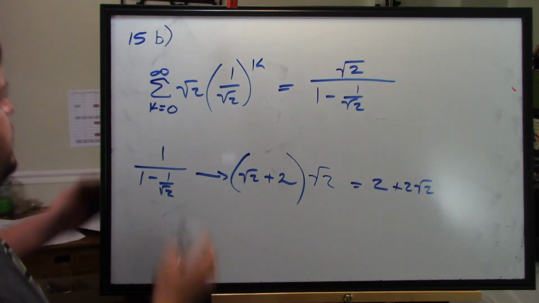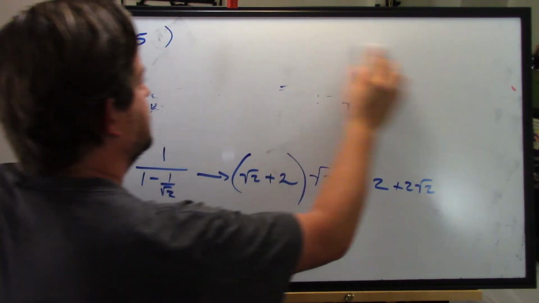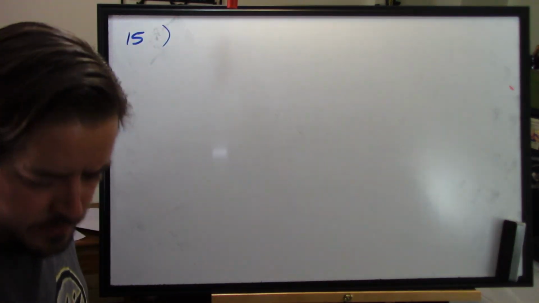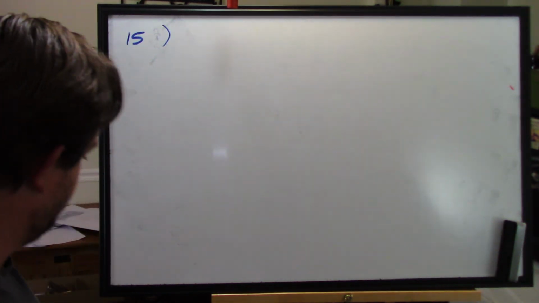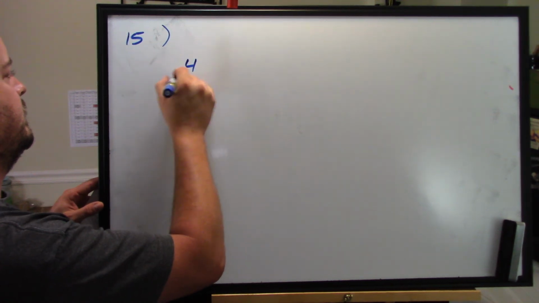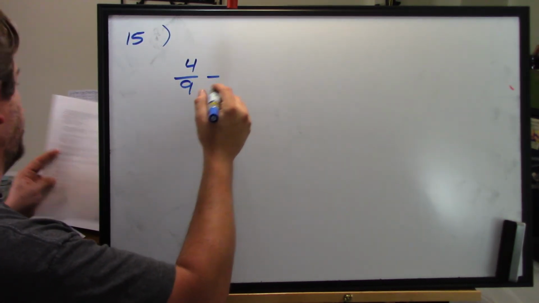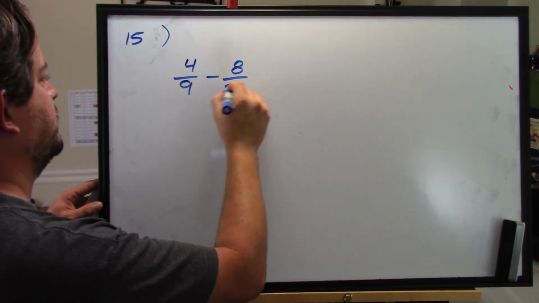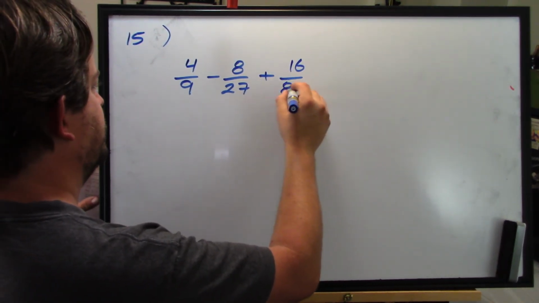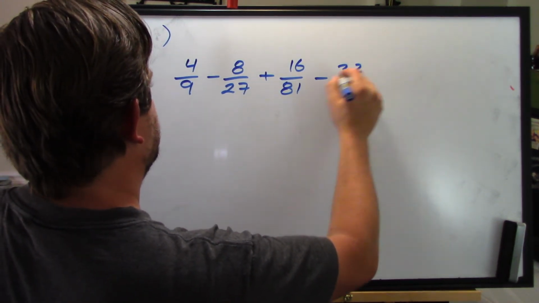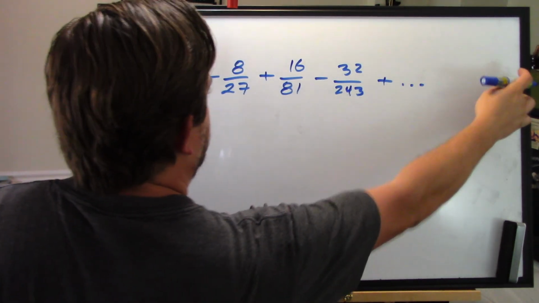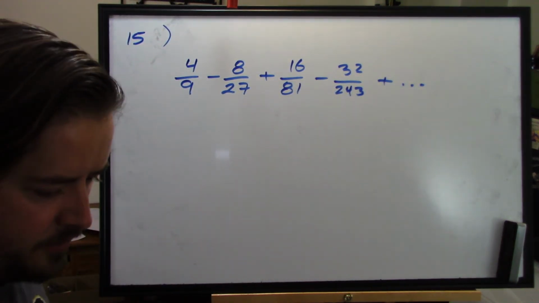So let's look at the last part of this, 15C, which says, find the sum of 4 over 9 minus 8 over 27 plus 16 over 81 minus 32 over 243 plus, and it goes on forever. Right? So you might be saying, how in the hell would I do that?